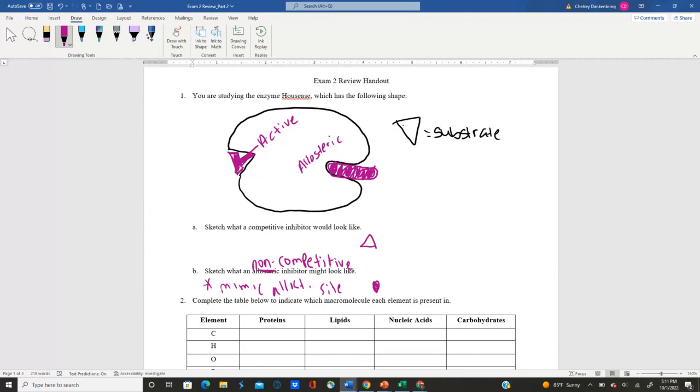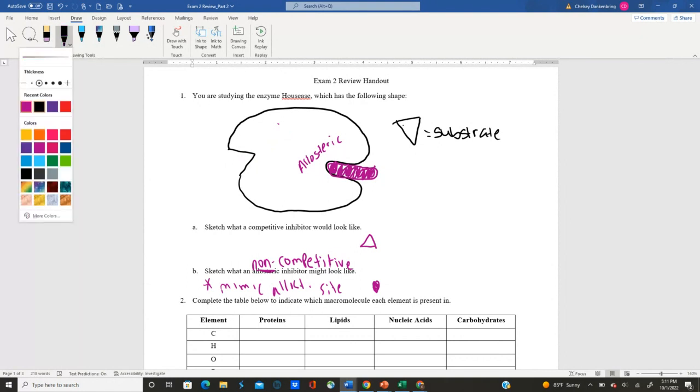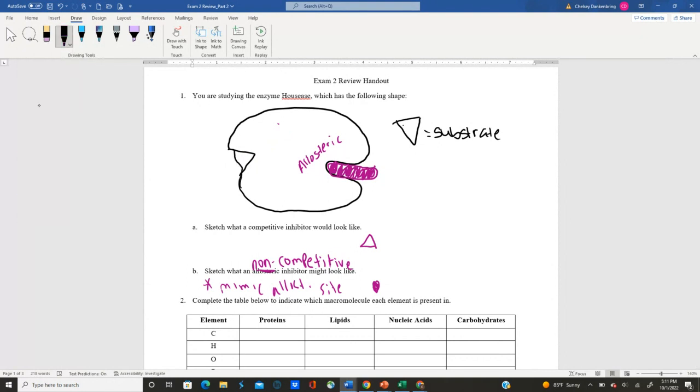And so then remember with non-competitive inhibition, when the inhibitor binds, it's going to cause the whole enzyme to change shape. And in doing so, when that whole enzyme changes shape, what's going to end up happening is this active site is going to be warped. And so now the shape of the active site isn't going to work for that substrate. So it's not going to be able to bind anymore.